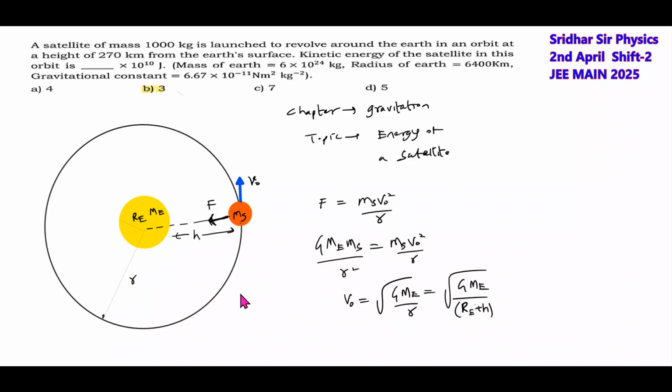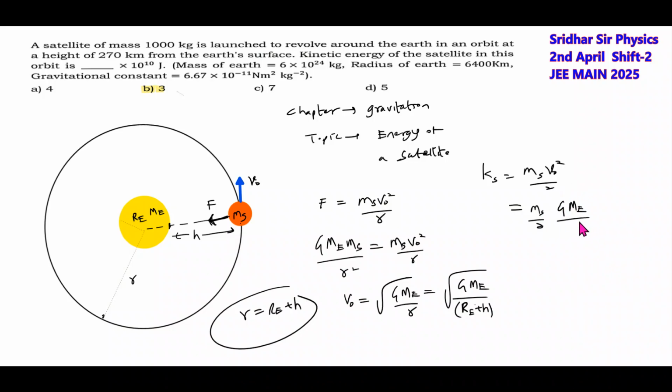What is the radius of orbit? Radius of orbit will be radius of the earth plus the height of the satellite from the surface. This is the surface, and this is h. So the radius of orbit will be radius of the earth plus height. We're asking the kinetic energy of the satellite, which is m_s v naught square by 2, where v naught is the orbital speed. This will be m_s by 2 times G M_e by (R_e plus h), that is, G times mass of earth times mass of satellite, divided by 2 times (R_e plus h).